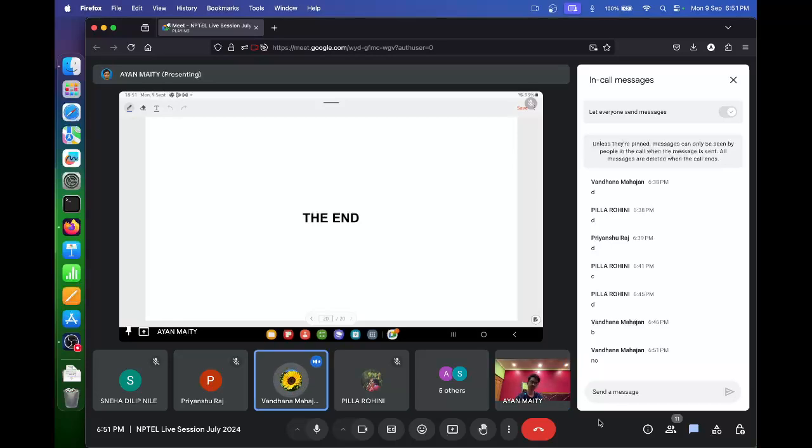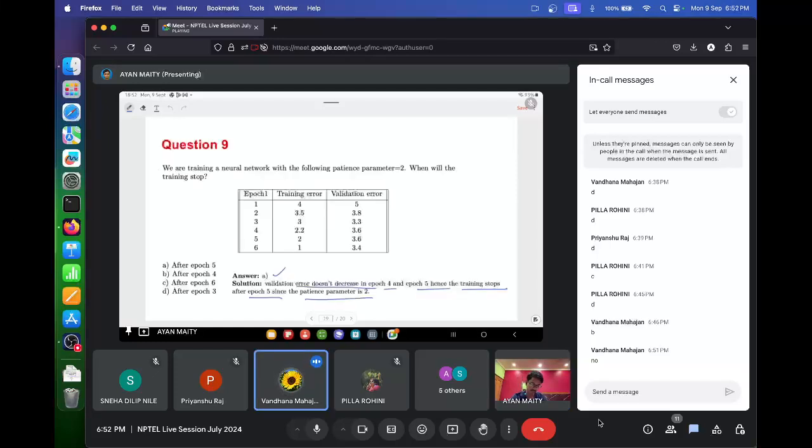I have a basic query. How do we know what type of questions these are? When we went through the videos on early stopping, we were not told anything about the parameter. The patience parameter P was talked about in the lectures, I think. Yes, the patience parameter was there, but it was said that we have to do K minus P. So this relation was totally different; how we are viewing the patience parameter was very different in this question.